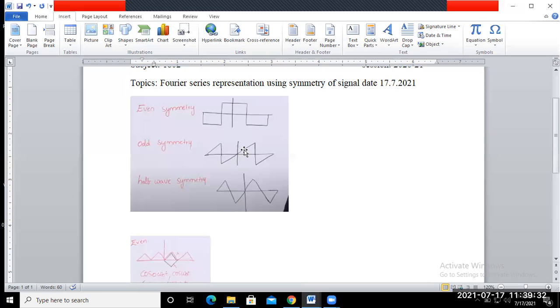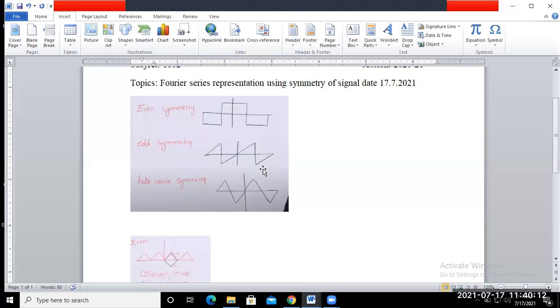But consider the second figure: it does not follow odd symmetry, nor half wave symmetry. If you shift this half wave, it will look like this, and if you take the reverse, it becomes this way to this way. So it is not synchronized with the original signal. So this is purely even or odd symmetry, and it does not follow the half wave symmetry.